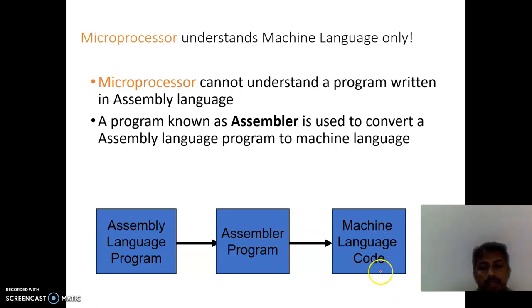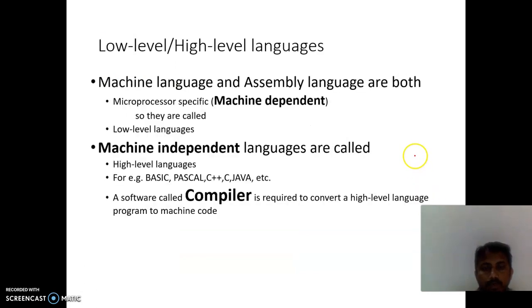Then they will be generating a machine language code with it. So this code, machine language and assembly language, are both microprocessor specific and machine dependent, so they are called low level languages. Machine independent languages are high level languages, for example C++, Java, etc. All these are understood by the machine itself.